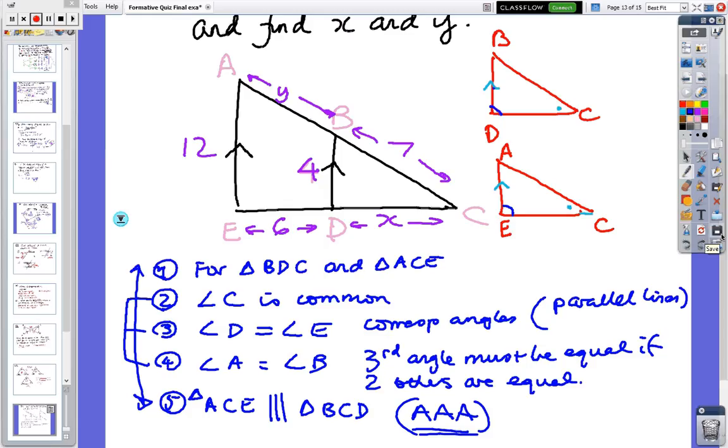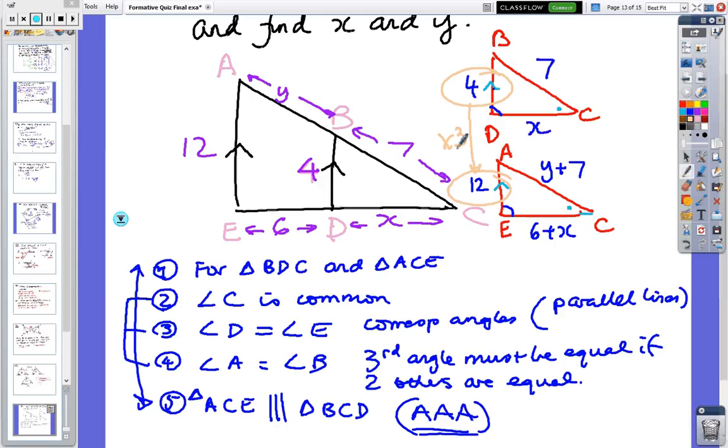So BC, we've got 7, 4 and X, and then AD is 12, Y plus 7 and 6 plus X. Okay, so we've put them in. So we have to work out the scale factor. The only sides that are finished are that side, and we are multiplying by 3. So 3 is the scale factor.